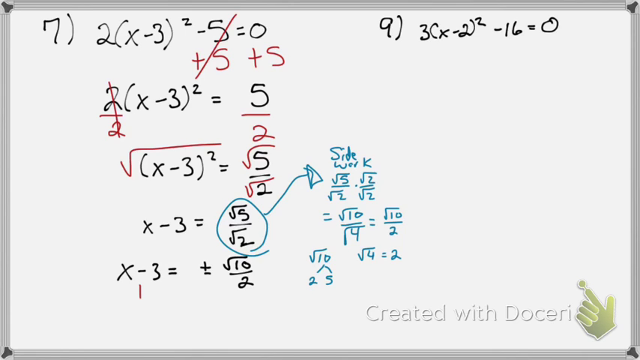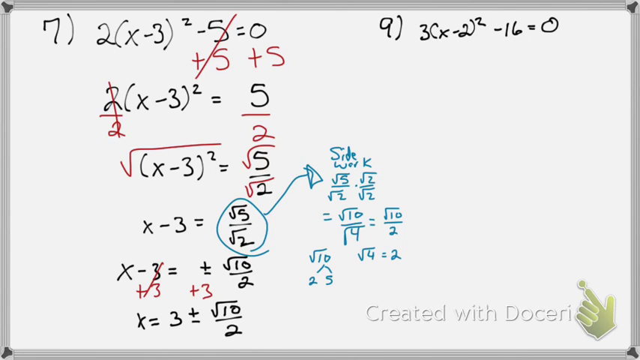Now to get x by itself, to finish the problem off, we need to get rid of minus 3. So to get rid of minus 3, we're going to do plus 3 on both sides. That's going to leave us x is equal to 3 plus or minus the square root of 10 divided by 2. Since 3 doesn't have any square roots with it, we cannot say that we've got any sort of like terms. That's why they have to remain separate.